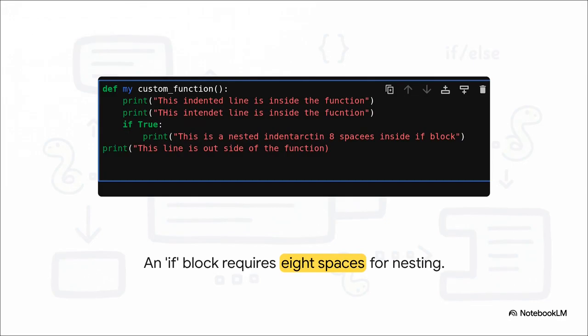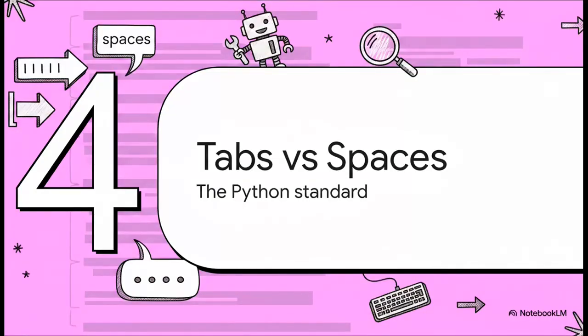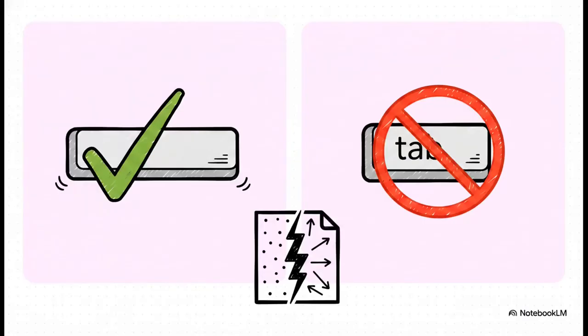Now for a really fun, legendary cultural aspect of the Python community in part 4, the tabs versus spaces debate. You might be wondering at this point, why on earth would I hit the spacebar 4 times when the tab key is right there? While the official Python style guide, known as PEP 8, clearly dictates that spaces are the preferred standard.